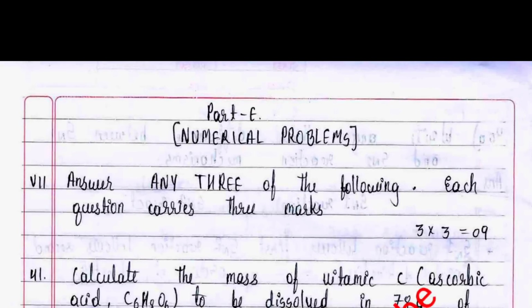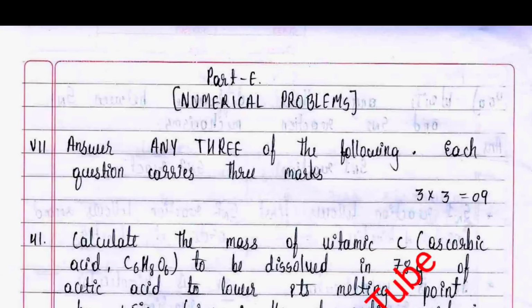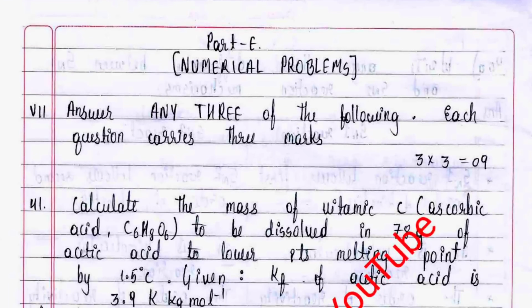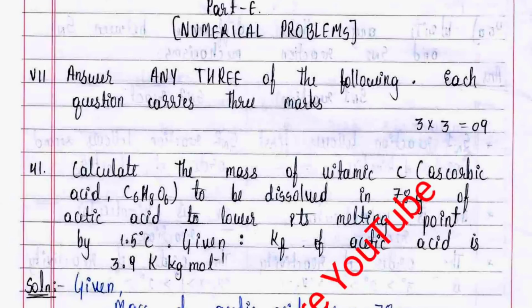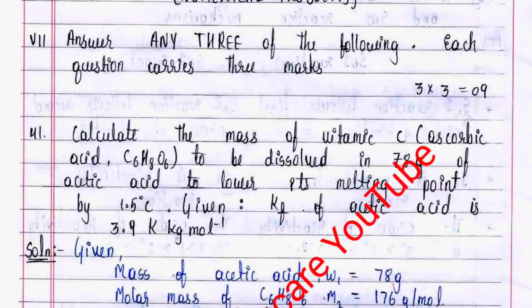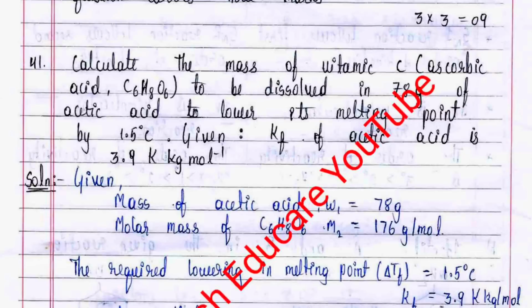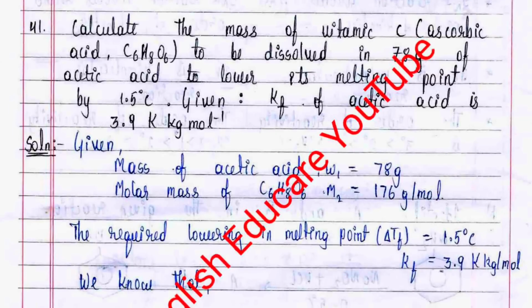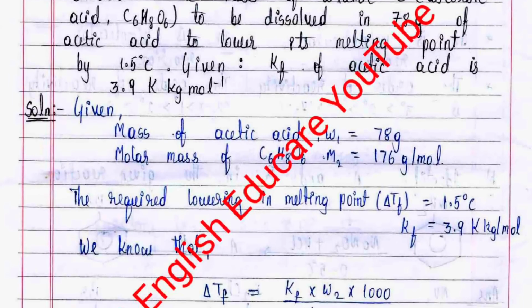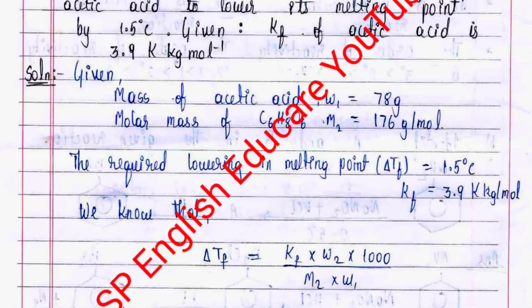41. Calculate the mass of vitamin C, ascorbic acid, C6H8O6, to be dissolved in 78 gram of acetic acid to lower its melting point by 1.5 degree C. Given Kf of acetic acid is 3.9 kg mole per liter, and below is the numerical.